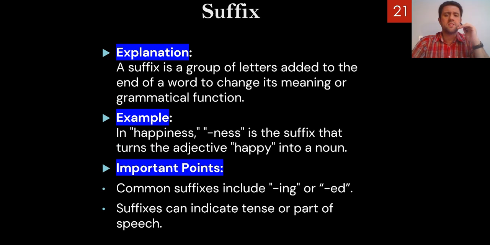The next one is suffix. A suffix is a group of letters added to the end of a word to change its meaning or grammatical function. As an example, in happiness, ness is the suffix that turns the adjective happy into a noun. Important points related to suffix. Common suffixes include ing or ed. Suffixes can indicate tense or parts of speech.